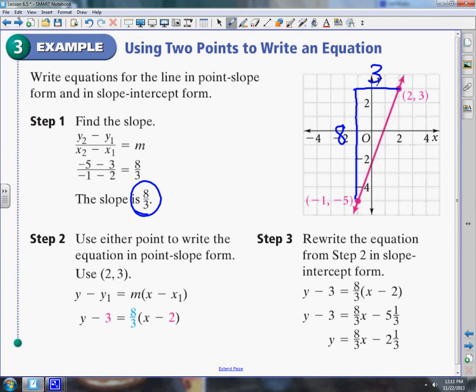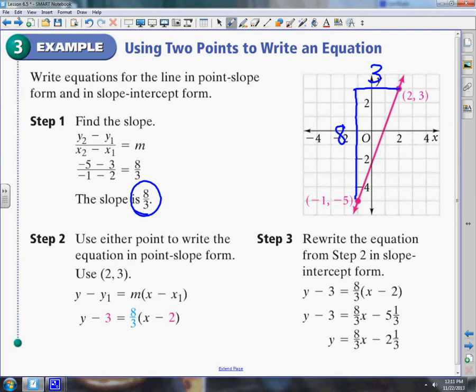Now use either point to write the equation in point-slope form. So it doesn't matter which point you use. So they picked (2, 3). Then they did y minus 3 equals 8/3 times the quantity of x minus 2. It wouldn't matter. You could use either point.